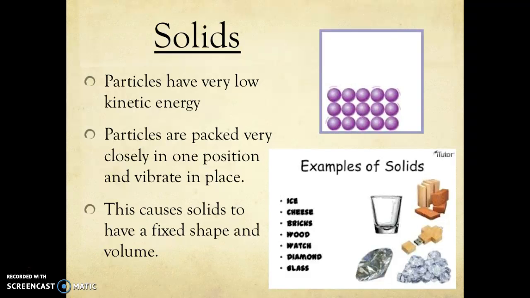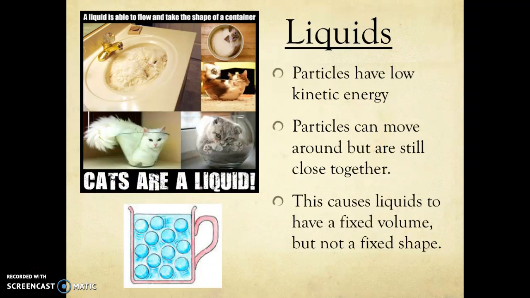All right, liquids. Liquids also have a low kinetic energy, but they have more kinetic energy than solids do. So the particles can move around, but they're still staying very close together. What happens with this is it causes liquids to have a fixed volume, so the volume stays the same, but it can take the shape of the container, so it doesn't have a fixed shape.